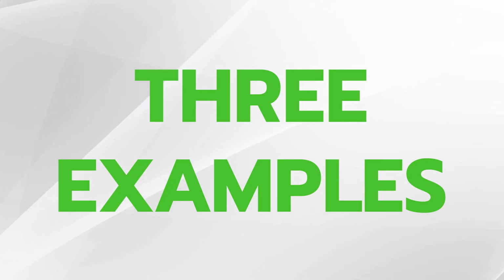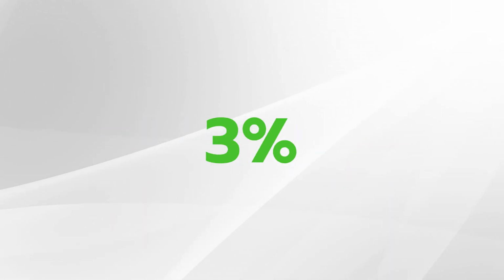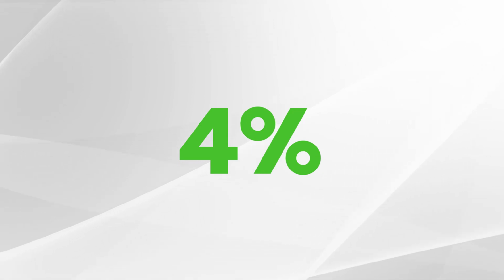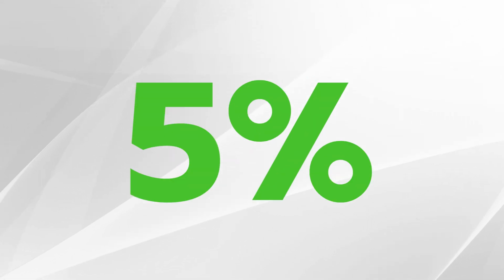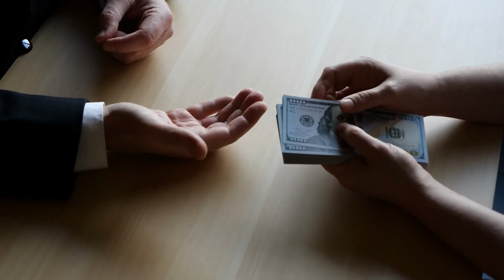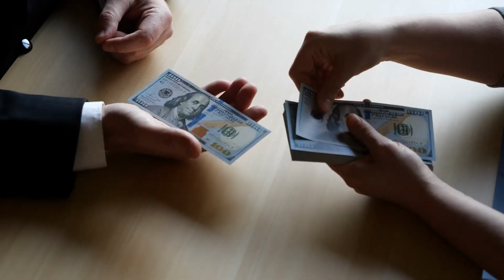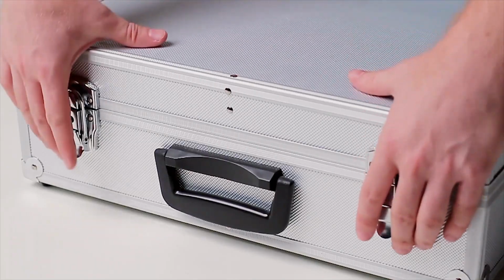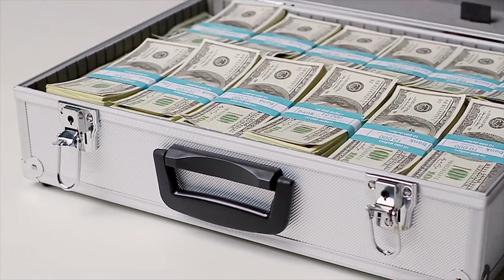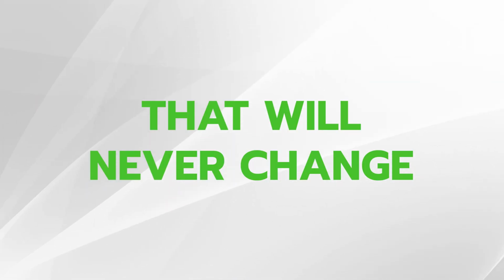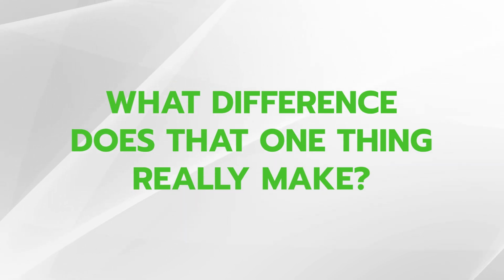Okay, we'll still use $300,000 as a loan amount, but I want to explain the difference between a 3% interest rate, a 4% interest rate, and a 5% interest rate. So all of these things will always add up to the same thing. You're gonna pay back the $300,000 you borrowed in the first place. That will always be the case. Because you borrowed $300,000, that will never change. But what difference does that one thing really make?